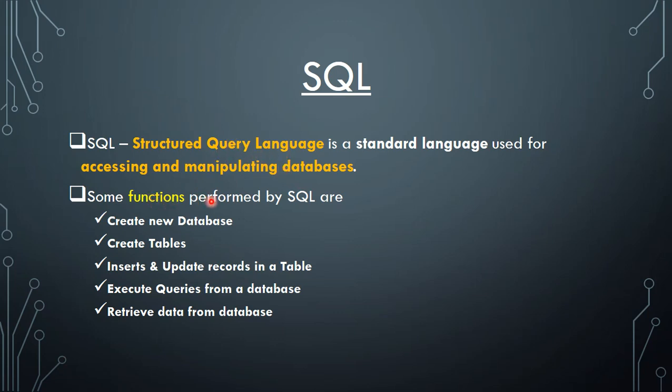So what are the functions performed in SQL? We can create a new database, and we can create a new table, and we can insert and update records in a table. So ஏதாவது new records insert பண்ணலாம், இல்லை இருக்கிற records we can make any changes in this, and execute queries from a database. If any condition we have to give, we can check with the help of queries or conditions from the database, and then retrieve data from the database. So according to the queries you are giving, the data is retrieved from the database. Okay, so these are the functions performed by SQL.